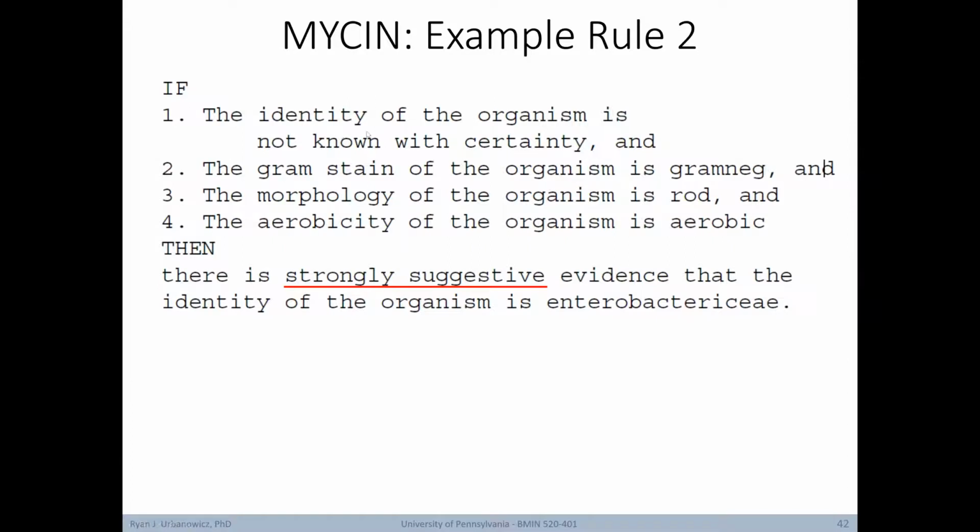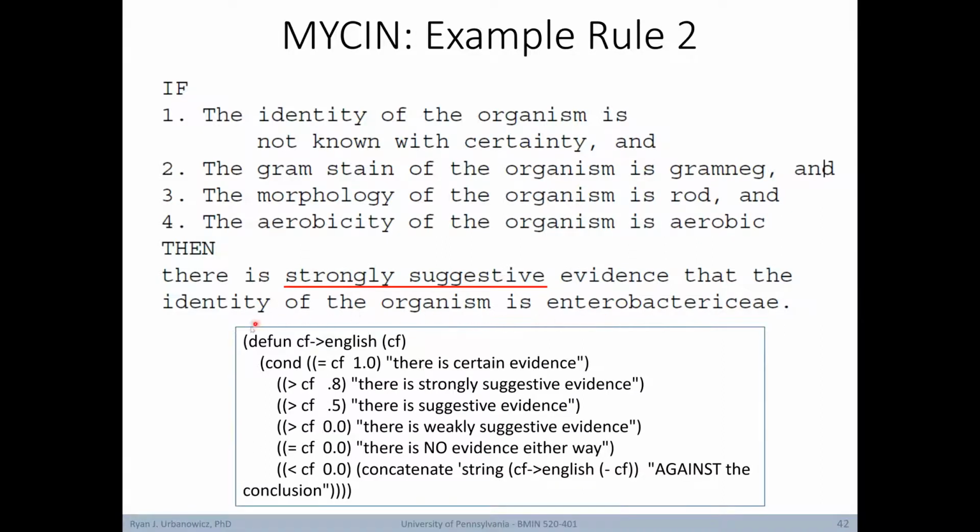Here's another example. If the identity of the organism is not known with certainty, and the gram stain of the organism is gram negative, and the morphology of the organism is rod, and the aerobicity of the organism is aerobic, then there is strongly suggestive evidence that the identity of the organism is Enterobacteriaceae. Here we can see how MYCIN defines these qualitative certainty factor phrases within the system. For example, certain evidence would have a certainty factor of 1.0. Strongly suggestive evidence, like we have in this rule, would fall between 0.8 and 1.0.